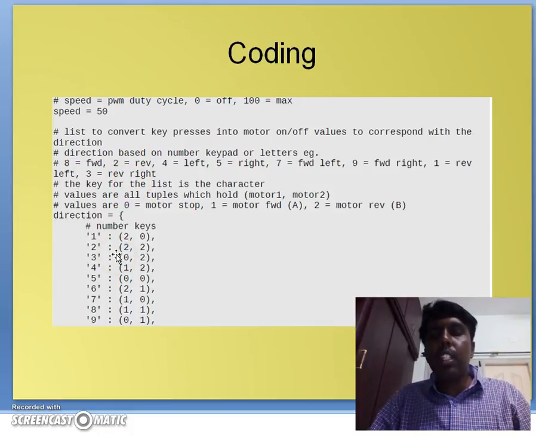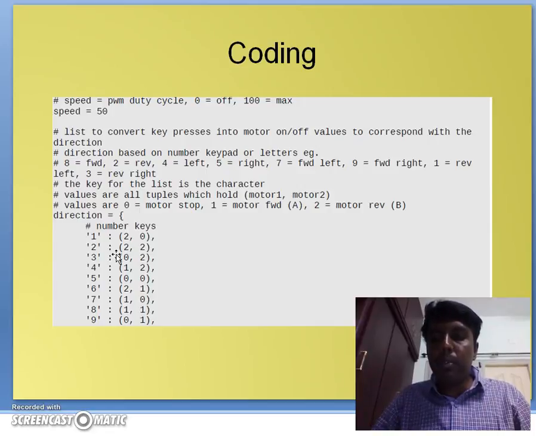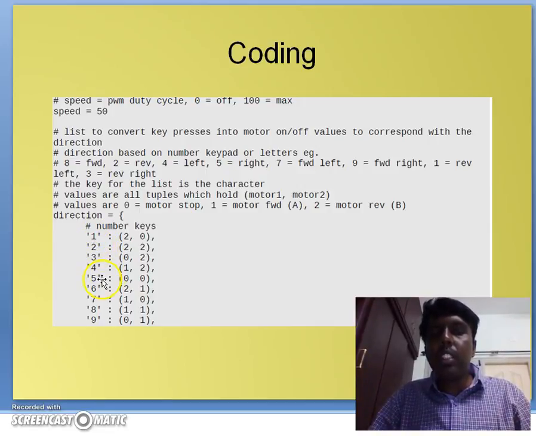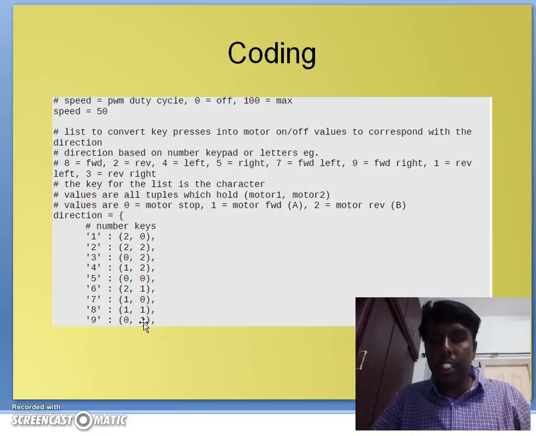The number keys will be like the number pad you have, and you are setting each and every number for each and every direction. So those keys are set for values, like the number 1 key is set to 2, 0, the 2 key is set for 2, and the 3 gets 0 and 2, like that up to 0, 1. You have all these set together.